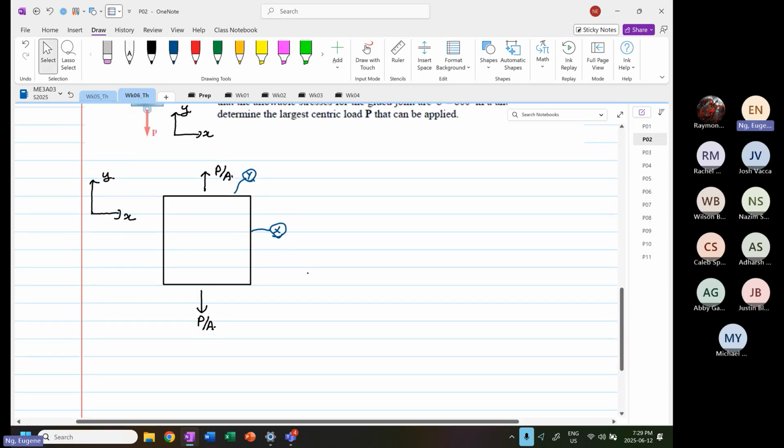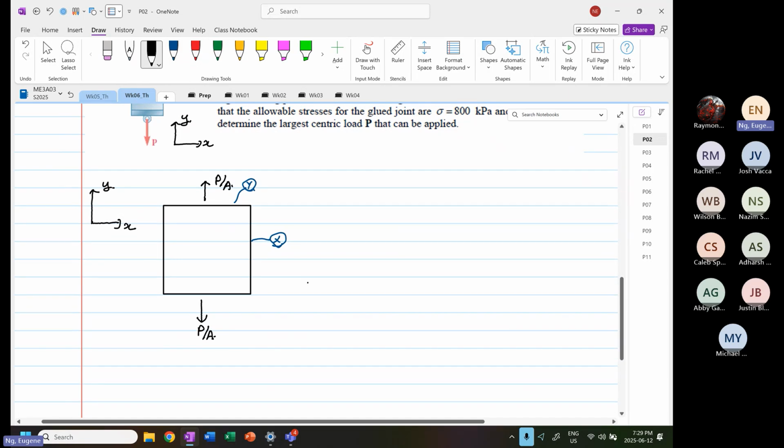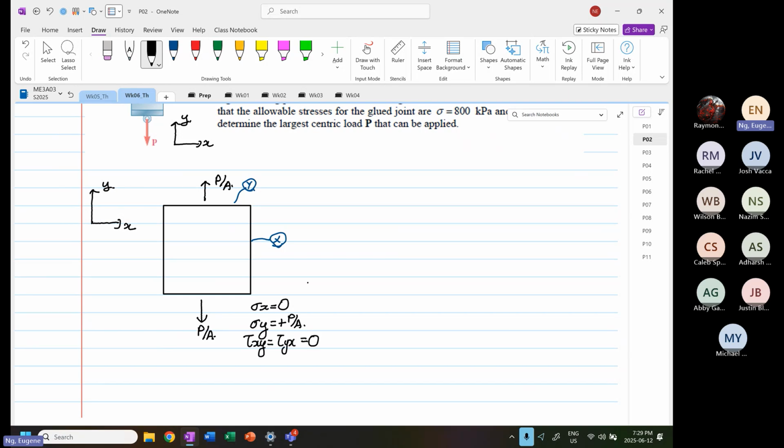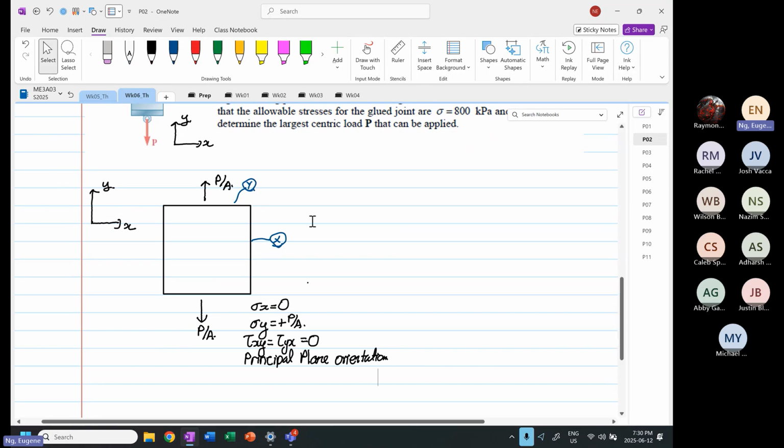From here, we now realize that stress X is equal to 0. Stress Y is going to be positive P over A, and shear XY is equal to shear YX, and this is equal to 0. When this is equal to 0, this is the principal plane orientation, because of 0 shearing stress. So that's all we have.